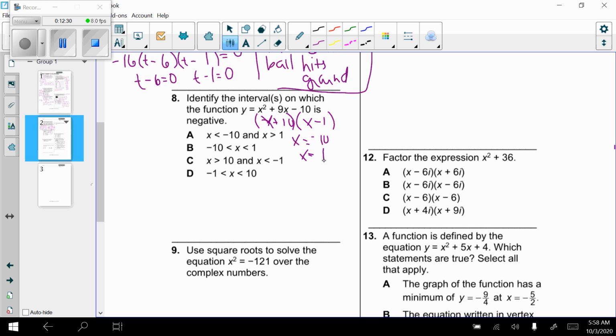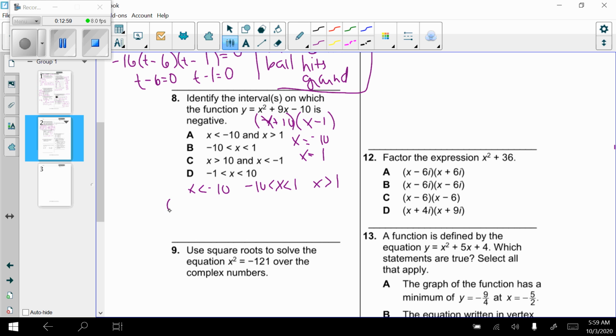I start with the smaller one, negative 10. I want to know what it is doing on the left-hand side. So when x is less than negative 10, I want to know what it's doing. I want to know what it's doing between my x-intercepts, negative 10 and 1, and then on the right-hand side of 1. So this is where we pick numbers and plug into our original equation. So x is less than negative 10. I need to pick a number smaller than negative 10. I'll just go with negative 11.